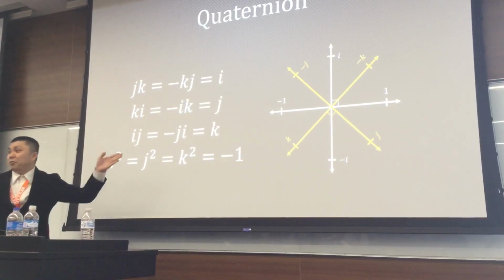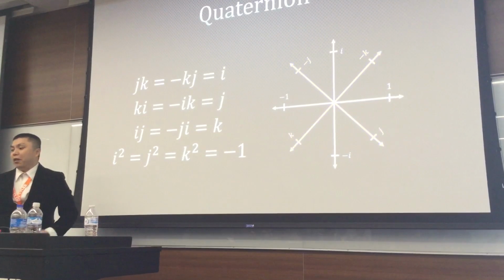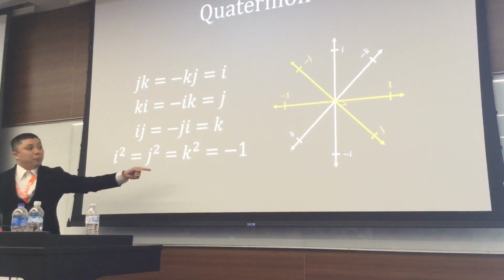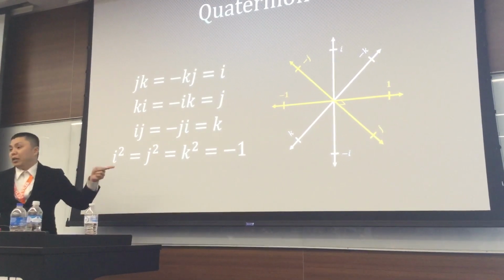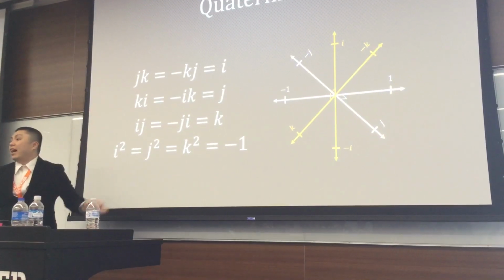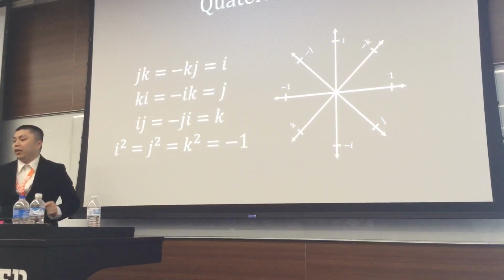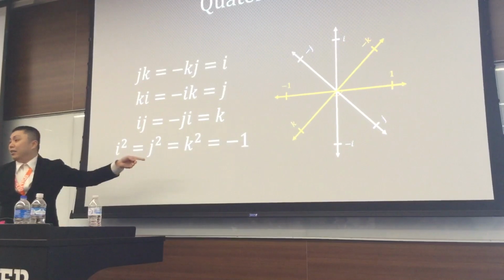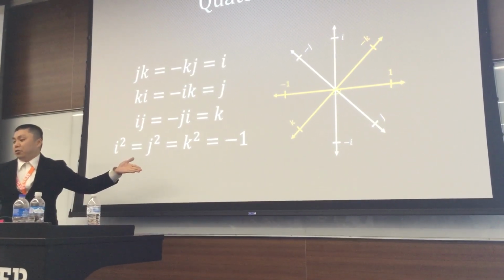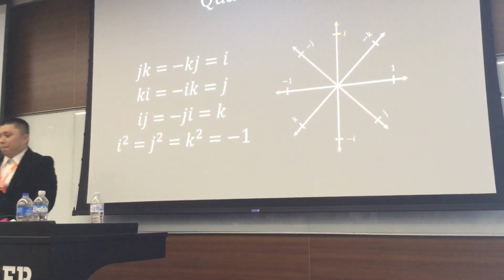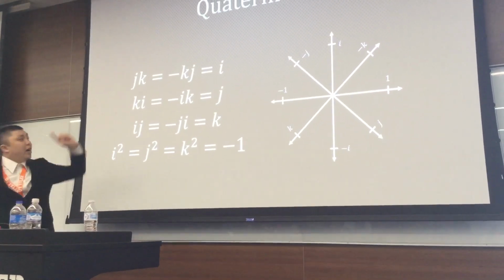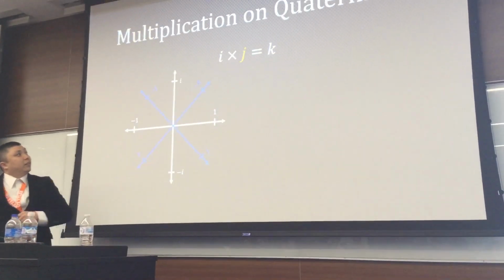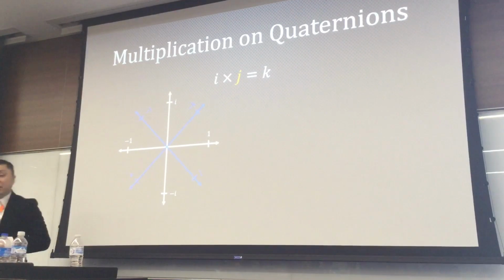And it doesn't have to be this way. You can pick any 2. So I can also pick the 1j plane to be perpendicular to the ik plane, or I can also do the 1k plane being perpendicular to the ij plane. So let's see how this one works. I'll do i times j equals k.